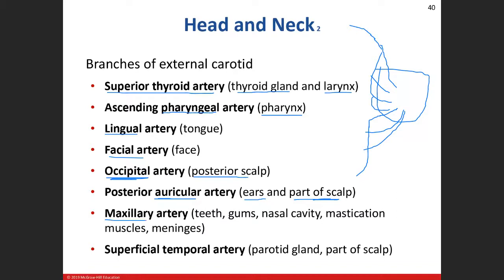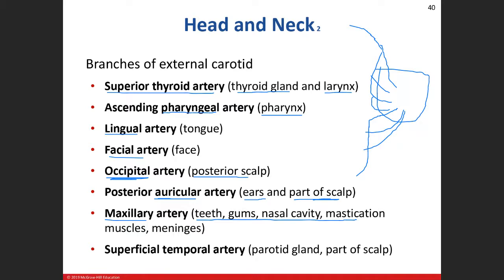All right, maxillary artery. You all remember where your maxillary bone is, right? That's your upper jaw, around your nose and your upper teeth. Check it out. Teeth, gums, nasal cavity, mastication muscles, temporalis. All right, you also have the masseter. Where do they sit? On the side of your jaw and on the side of your face.